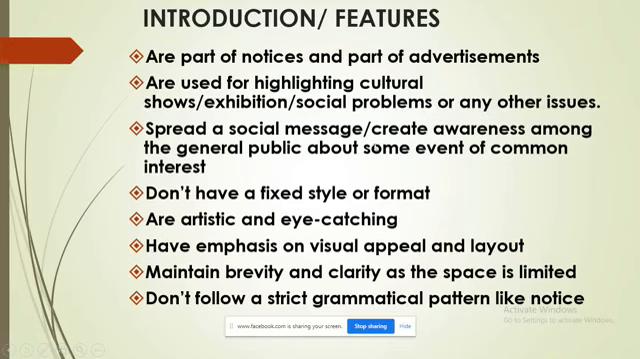Spread a social message, create awareness among the general public about some events of common interest. This is also one of the reasons for displaying or issuing posters. You have to remember in the features of a poster that they don't have a fixed style or format. They are always artistic and eye-catching.